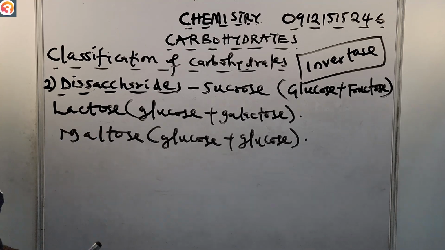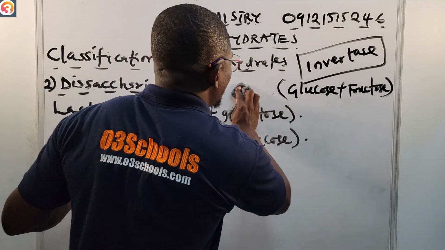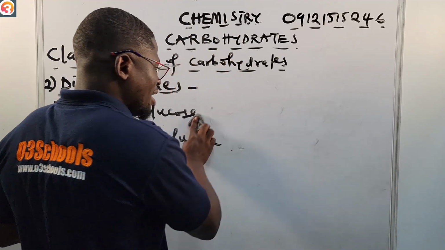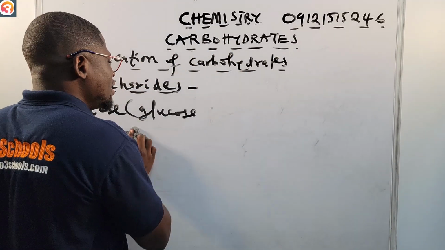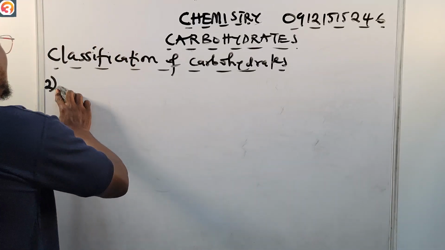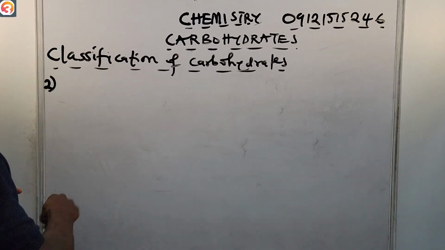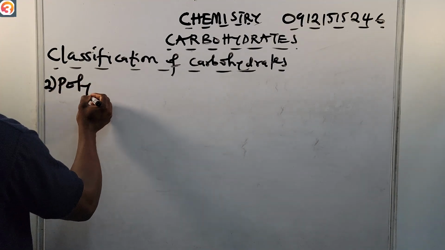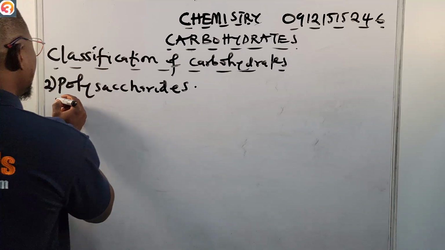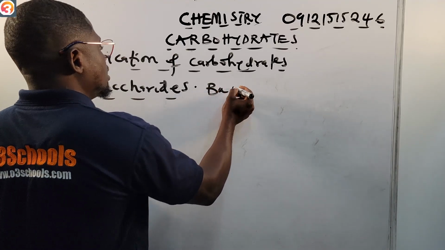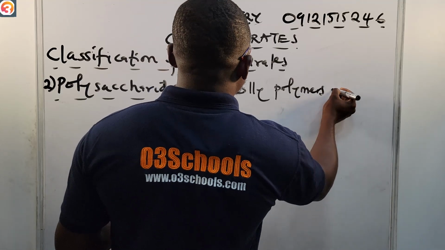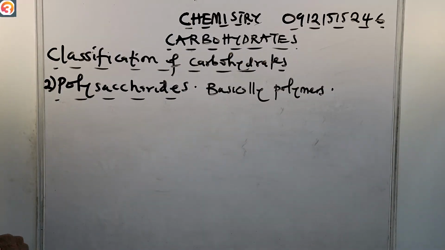Now let us go on to the third classification, and that will be polysaccharides. Polysaccharides are basically polymers. Let's talk about polysaccharides. A polymer is a long molecule.